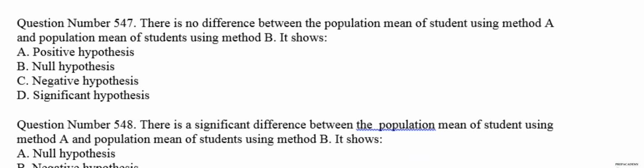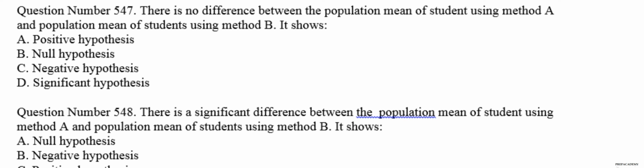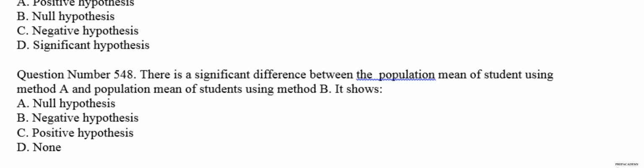Question number 547. There is no difference between the population mean of students using method A and the population mean of students using method B. It shows A. positive hypothesis, B. null hypothesis, C. negative hypothesis, D. significant hypothesis. The correct answer is option B, null hypothesis.